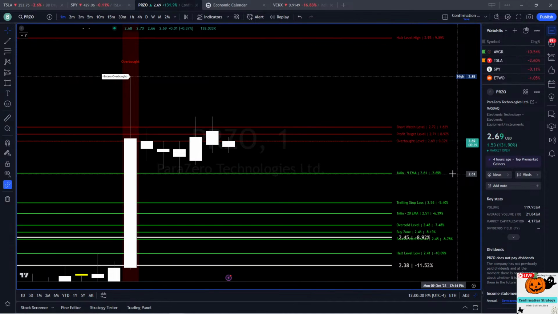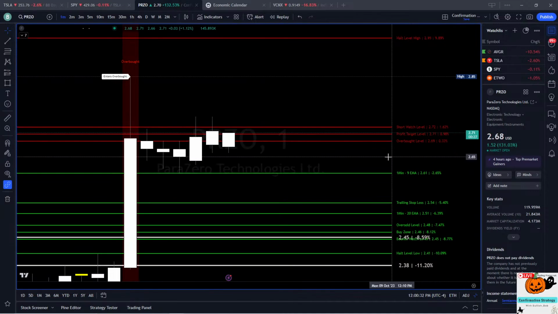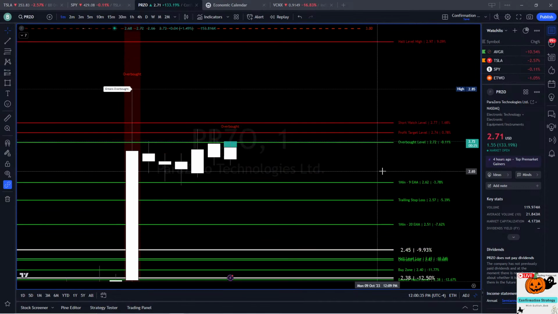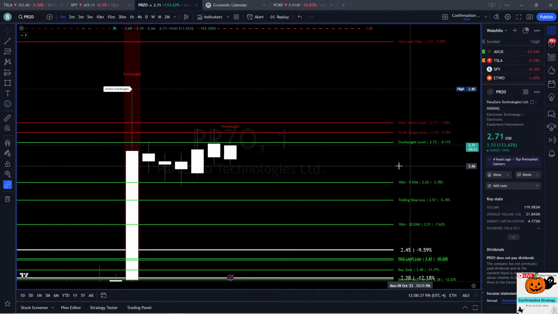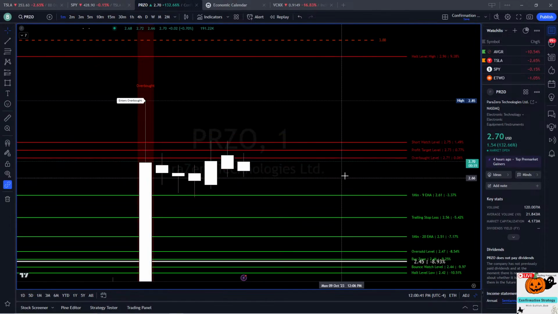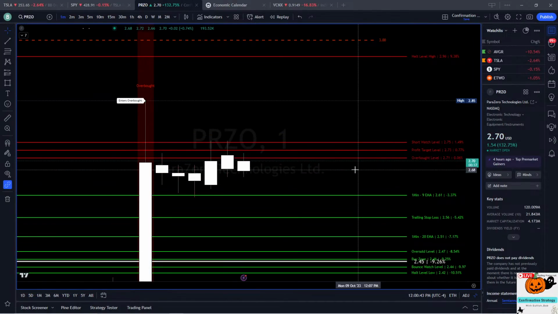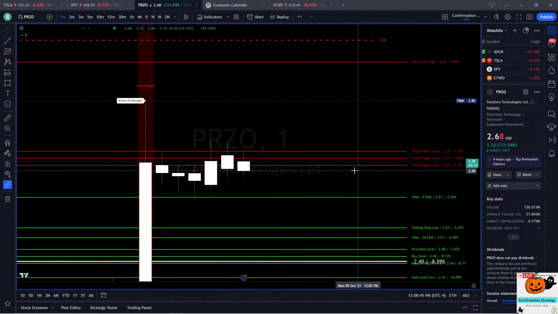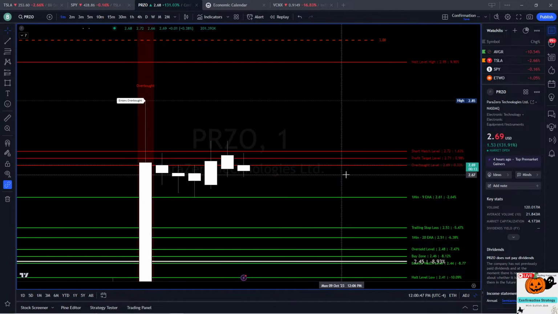But we've got, let's see, we're testing the short watch level, 2.72. This is a risky level. It just moved up to 2.77. So 2.77 is a dangerous area right now. It's testing a recent level that is overbought. We'll see what this candle does.